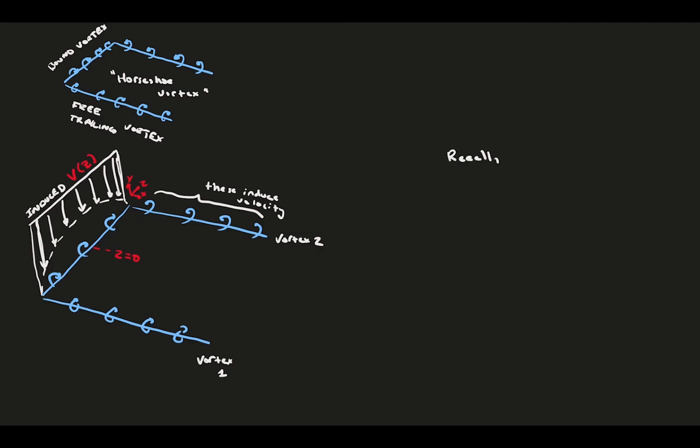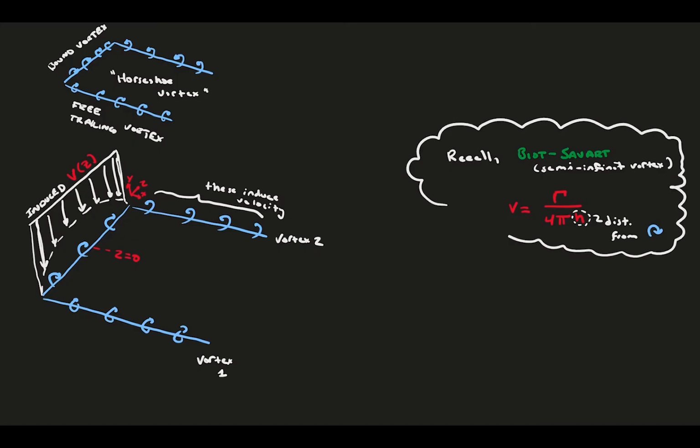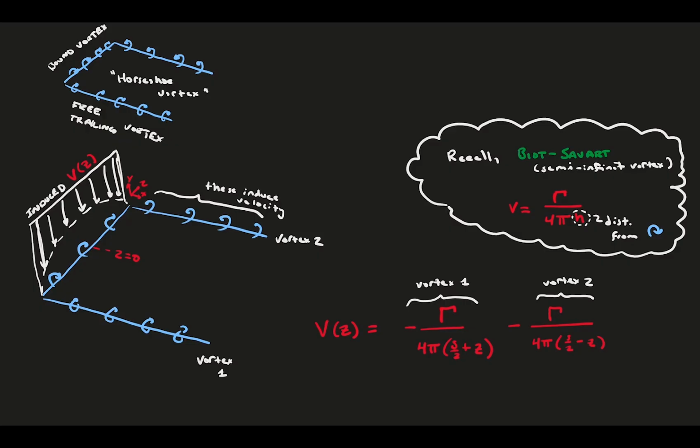Recall the Biot-Savart law we introduced in a previous video. The vertical velocity induced by a vortex was a function of the vortex strength, gamma, and how far you were from the vortex, h. Let's use this to describe the vertical velocity in this case where we're between two trailing vortices. In this case, there are two terms, one from each vortex. This simplifies down to an expression that is a function of the strength of the vortices, the span, and the z location.